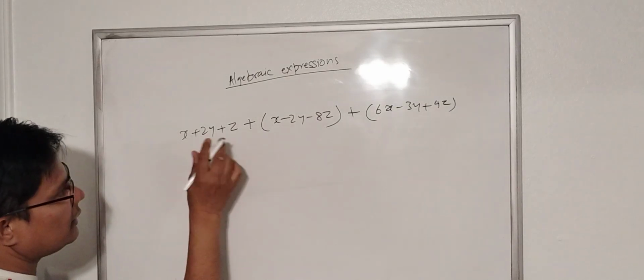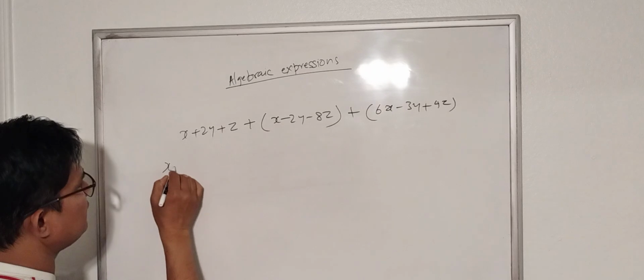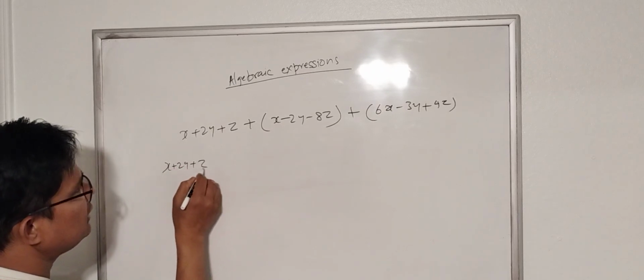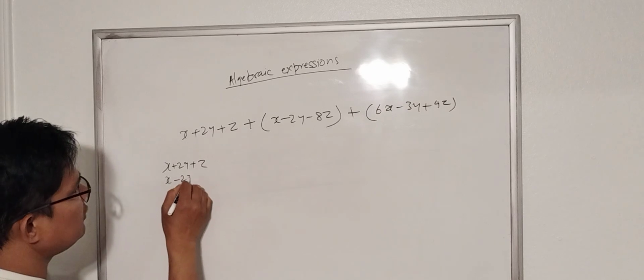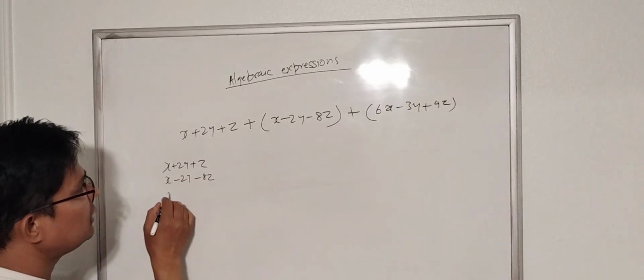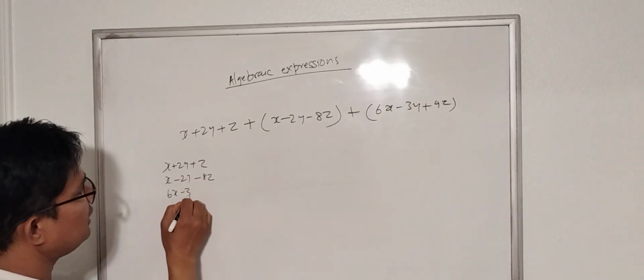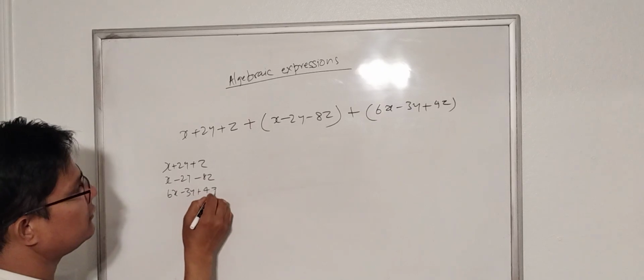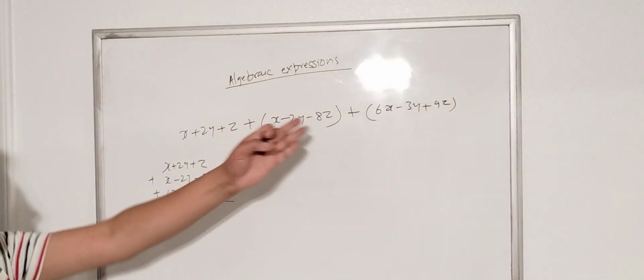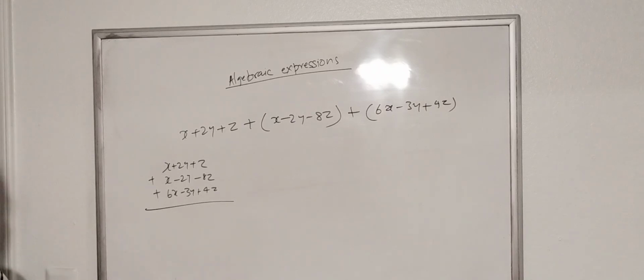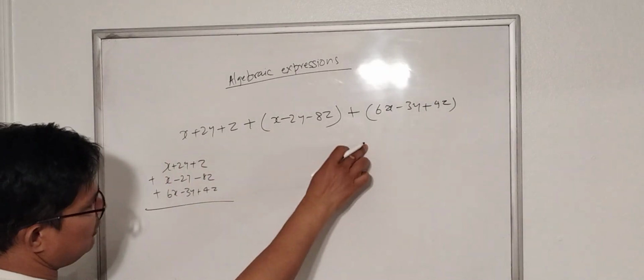It can be written like this or like this, x plus 2y plus z in the vertical format, minus 8z, 6x minus 3y plus 4z. So whatever format you like, vertical or horizontal, you can use that. I prefer this horizontal format.